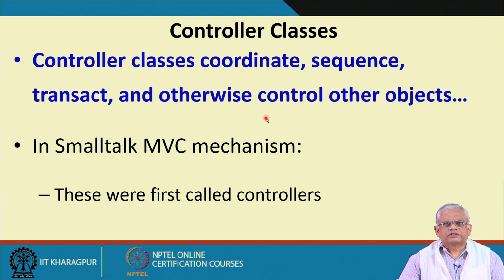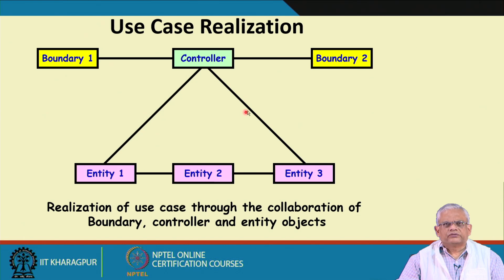The controllers have the responsibility of coordinating, sequencing and controlling other objects, and the name possibly started with the Smalltalk MVC mechanism. And we were discussing the controller taking the help of other objects, entity objects, to realize a use case. It interacts with the boundary to get the input and display the output, but it coordinates or requests several entity objects to get the behavior done, and of course, the controller does some bit of processing.